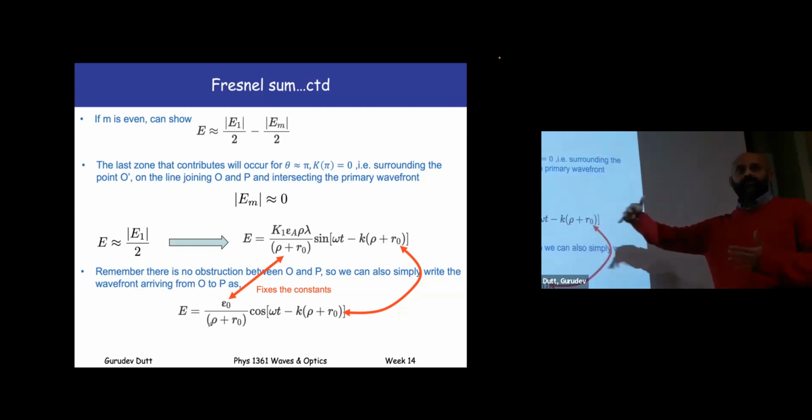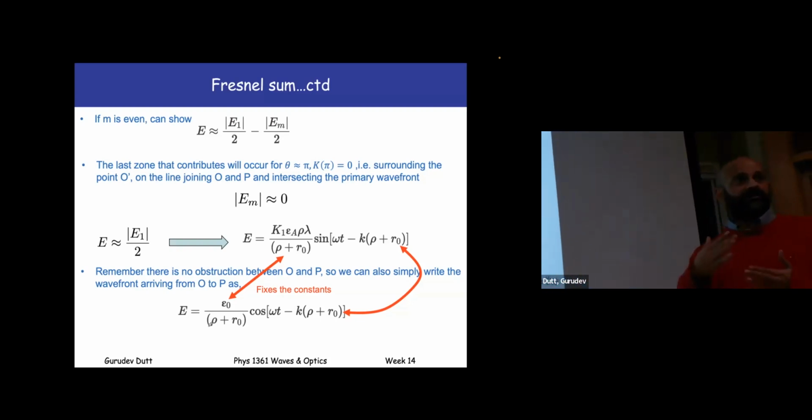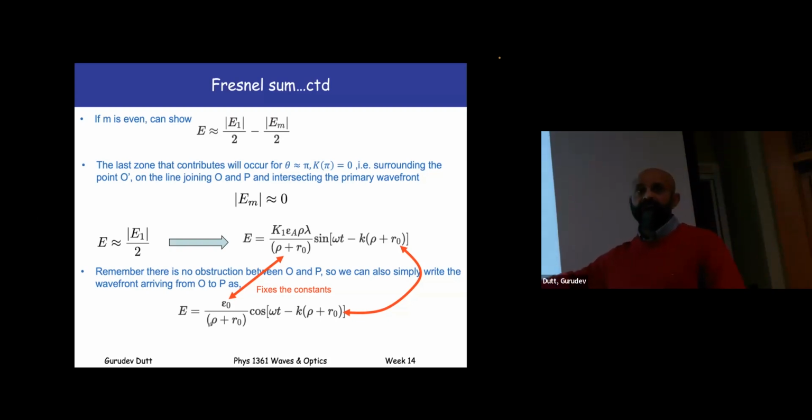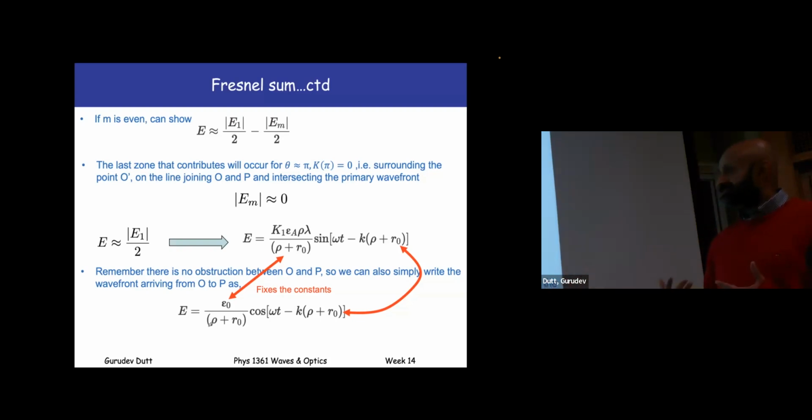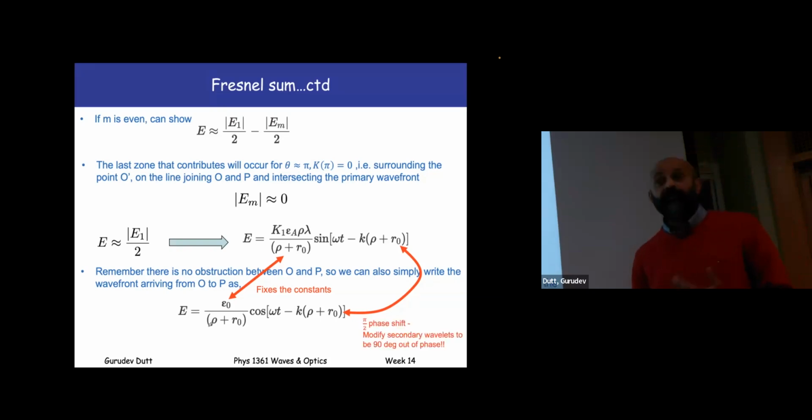So if I assume that the secondary wavelets were radiating in phase with the primary wave that arrives at those secondary wavelets, I would get the wrong answer for the actual wave that arrives at the point P. So to fix that, we have to assume that the secondary wavelets actually emit out of phase by 90 degrees. Of course, again, I can give you no rigorous justification, but by doing this sum, Fresnel was able to show that in fact, this must be true if you did the rigorous theory.